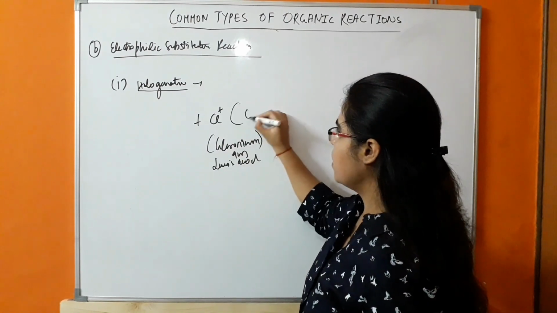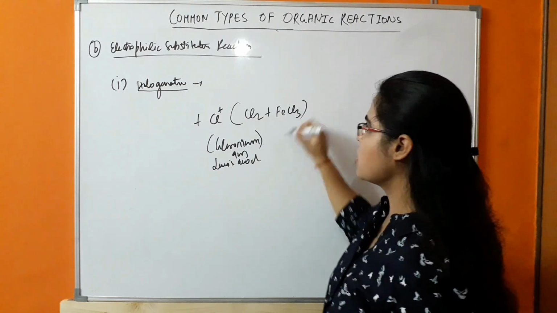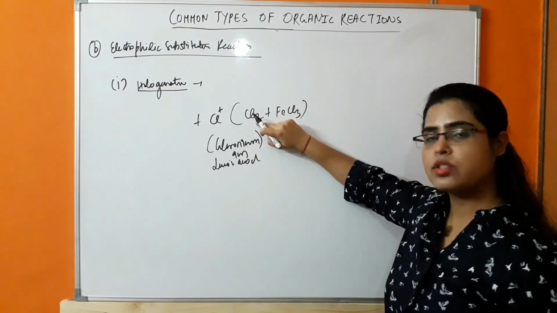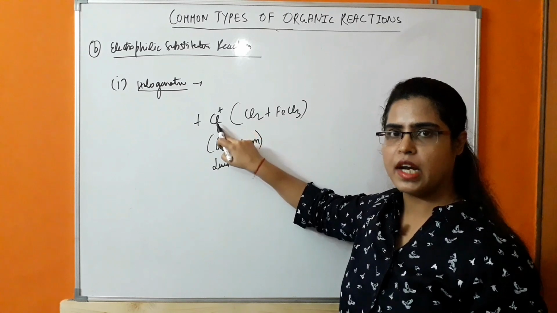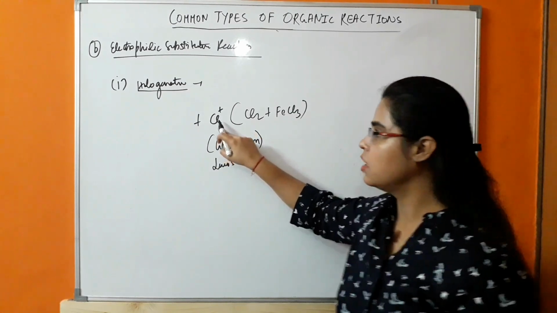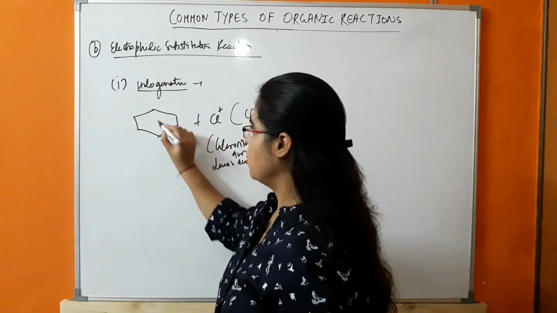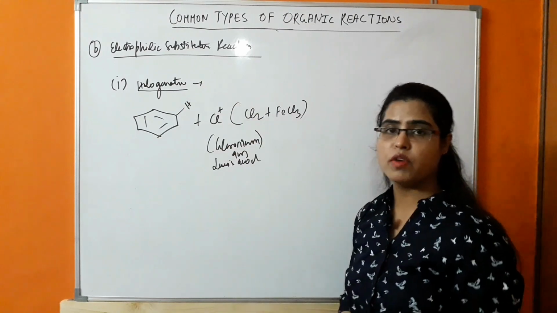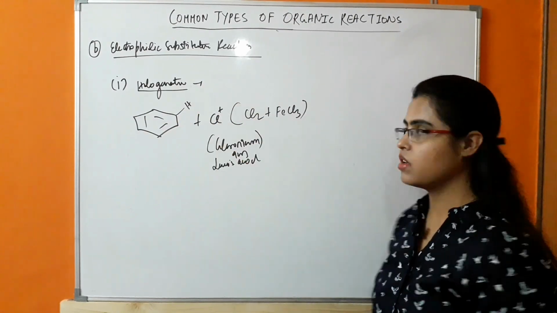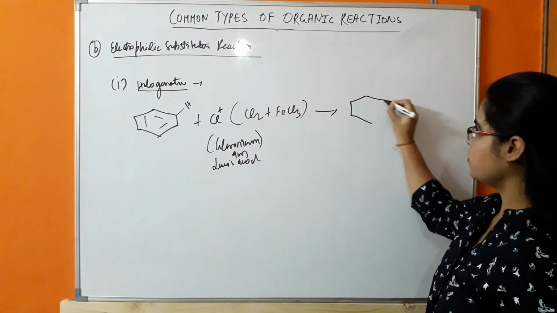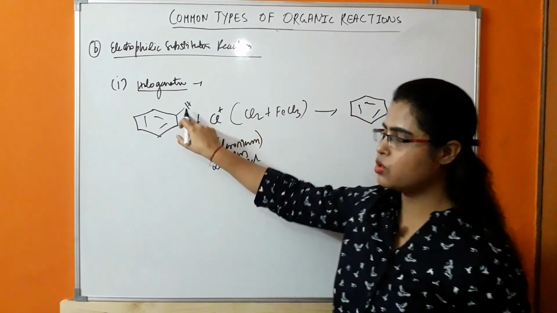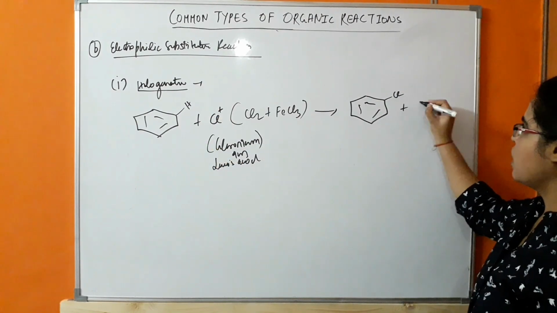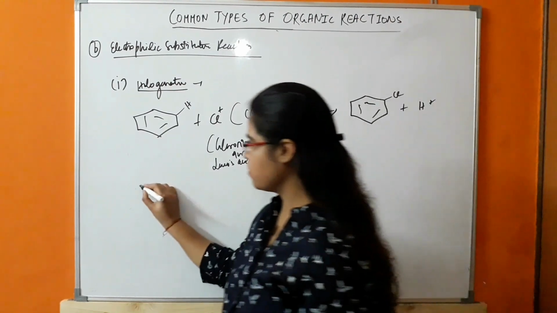It is generated when chlorine is reacting with FeCl3 or AlCl3. This is Lewis acid. So this will react with this chlorine and there will be a generation of the electrophile, that is chloronium ion. And this chloronium ion will attack on the benzene ring and there will be a removal of one of the hydrogen of the benzene ring. In the position where hydrogen is present, this chloronium ion will attack, and there will be a removal of H+.